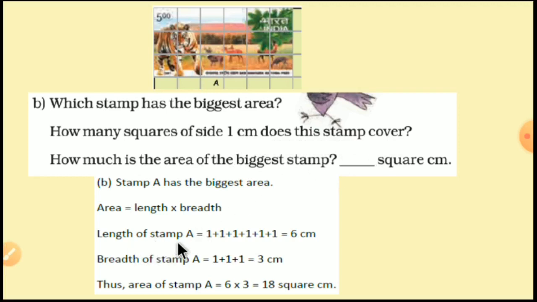So length of stamp A. Now we want to find out the area, and the length of A is 1, 2, 3, 4, 5, 6. So 1 plus 1 plus 1 same way 6 centimeter. And breadth of stamp A is equal to 1 plus 2, 3, so it is equal to 3 centimeter. Thus area of stamp A is equal to length multiplied by breadth. Now length is 6 centimeter and breadth is 3 centimeter, 6 3 ja 18 square centimeter. Thus the area of the biggest stamp is 18 square centimeter.